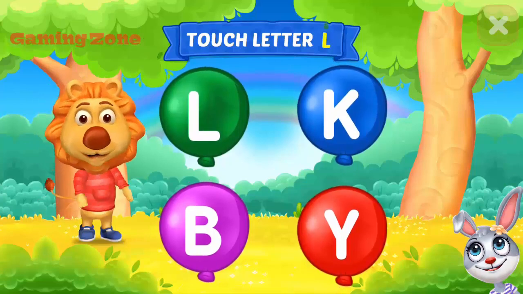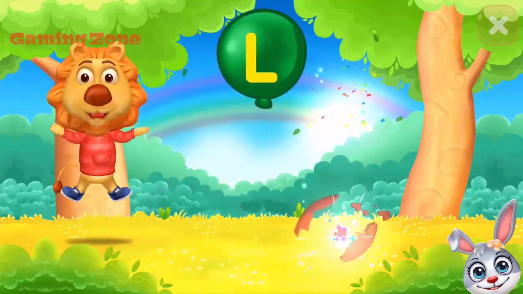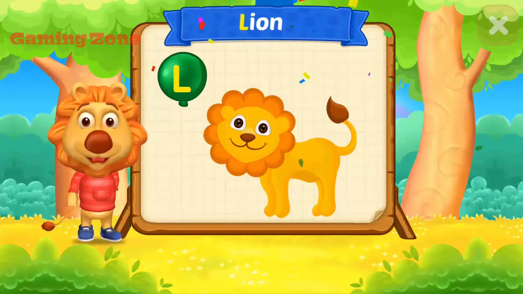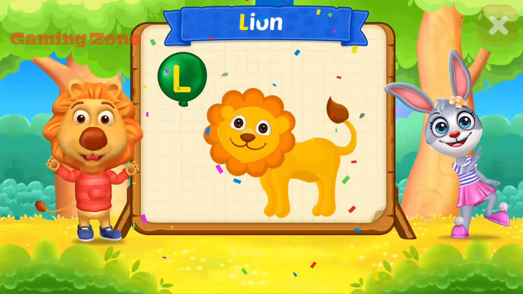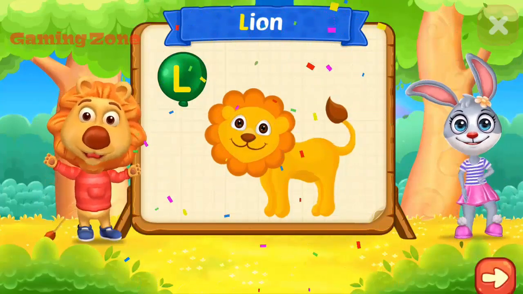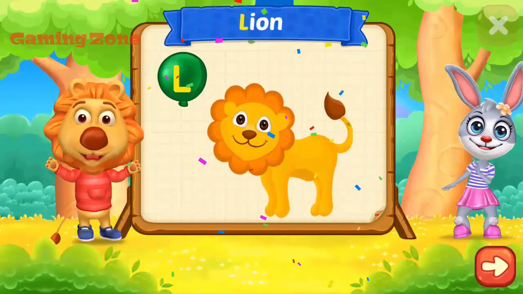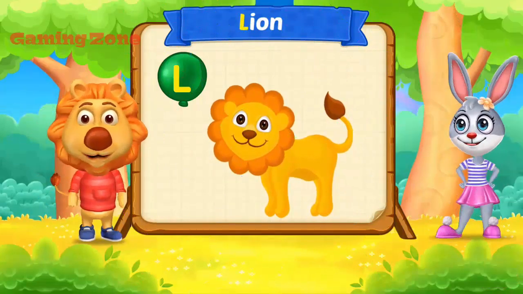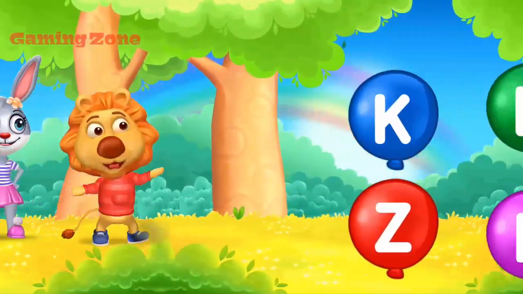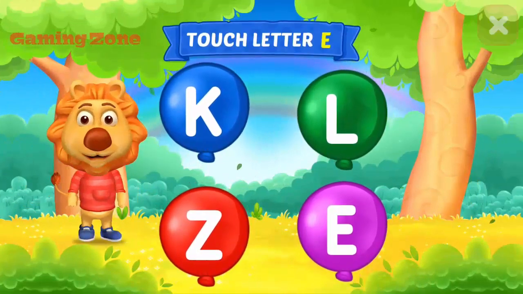Letter L. L is for lion. Touch letter E.